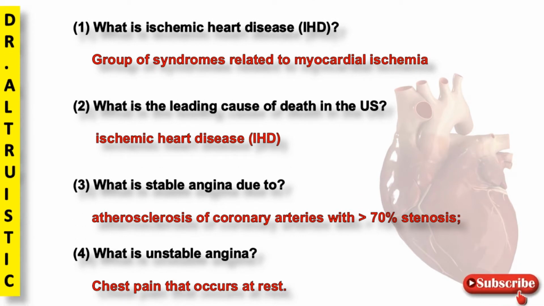1. What is ischemic heart disease, IHD? Group of syndromes related to myocardial ischemia. 2. What is the leading cause of death in the U.S.? Ischemic heart disease, IHD. 3. What is stable angina due to? Atherosclerosis of coronary arteries with greater than 70% stenosis. 4. What is unstable angina? Chest pain that occurs at rest.